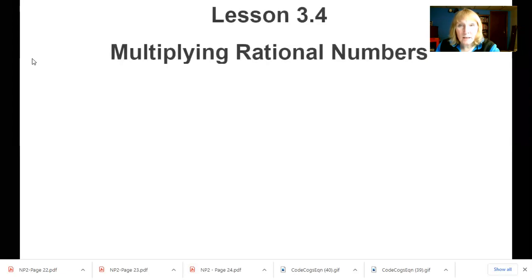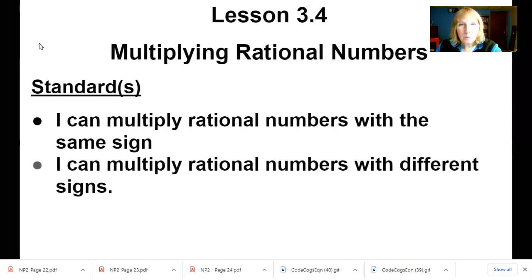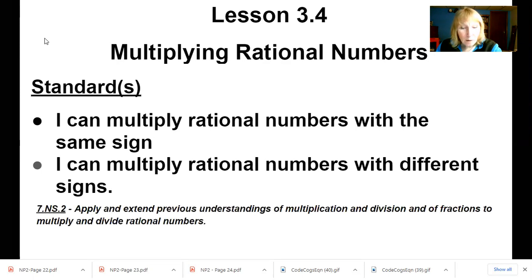Okay, so like I said, this will be lesson 3.4, multiplying rational numbers. Today your objectives are: I can multiply rational numbers with the same sign, and I can multiply rational numbers with different signs. The standard is NS2. Apply and extend previous understandings of multiplication and division and of fractions to multiply and divide rational numbers.